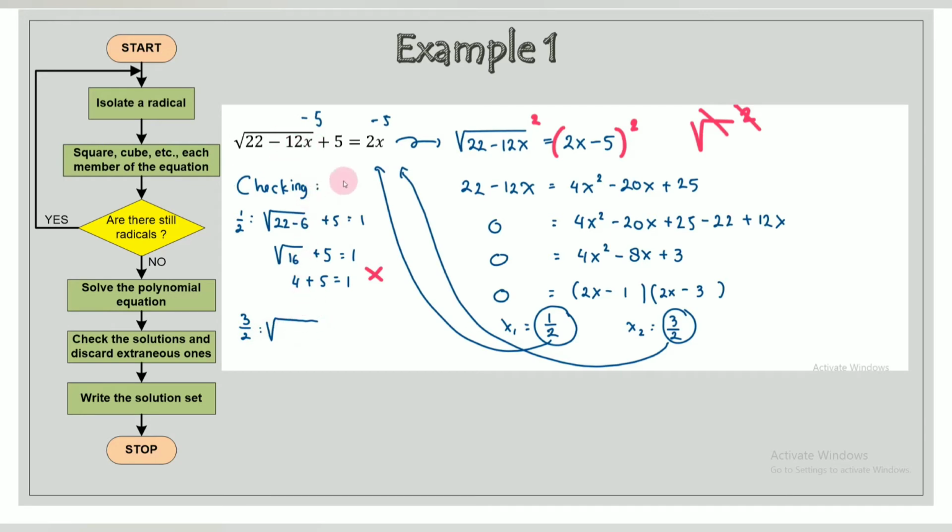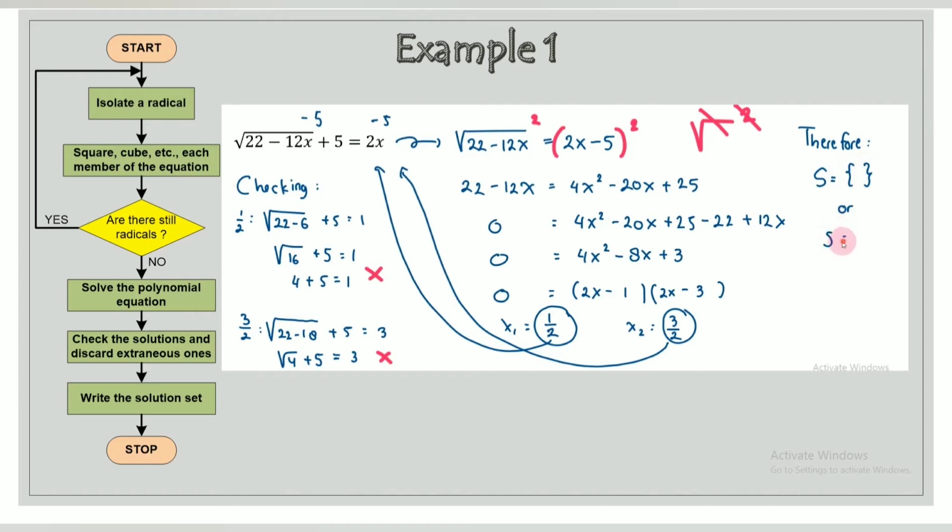So now let's go to the 3 over 2. So it becomes 22 minus 12 times 3 over 2 is 18, plus 5. 2 times 3 over 2 is 3. Now it becomes square root of 4 plus 5 equals 3. Now square root of 4 is 2. 2 plus 5 is 7. So it doesn't satisfy the equation either. So both solutions are extraneous solutions. So we don't have any real solution for this one. So that is our final statement.